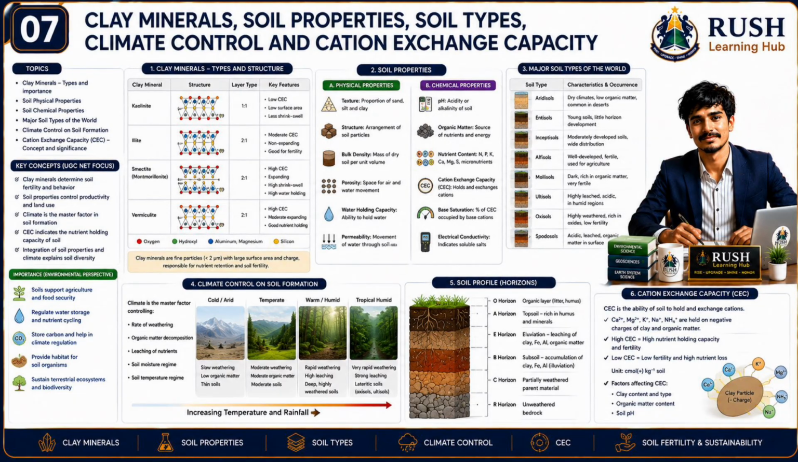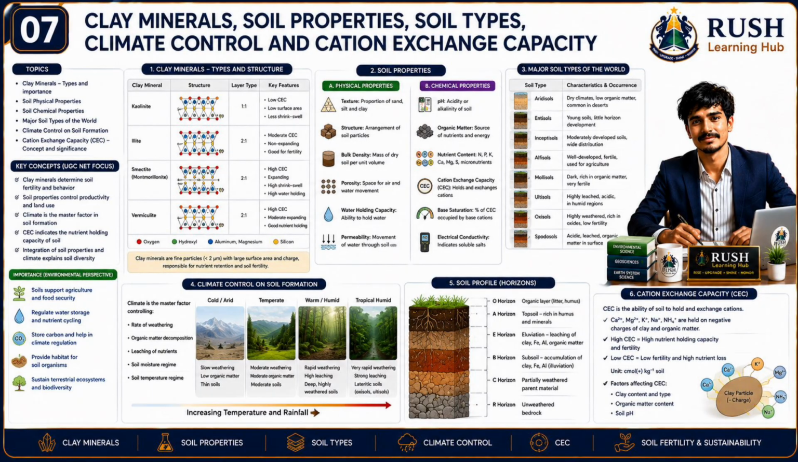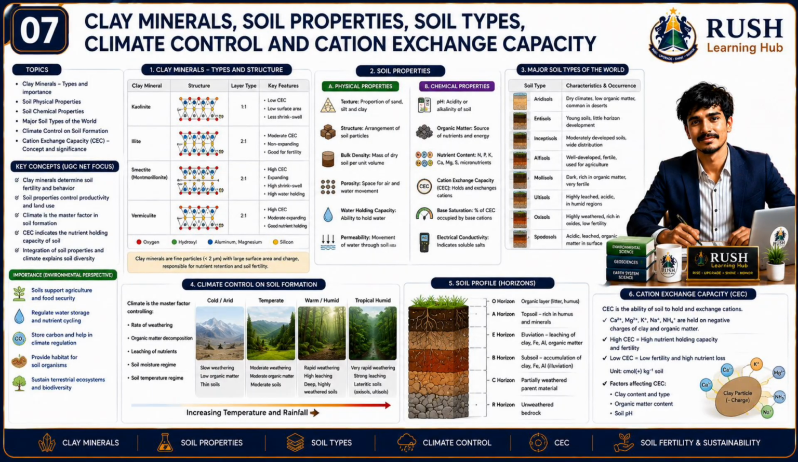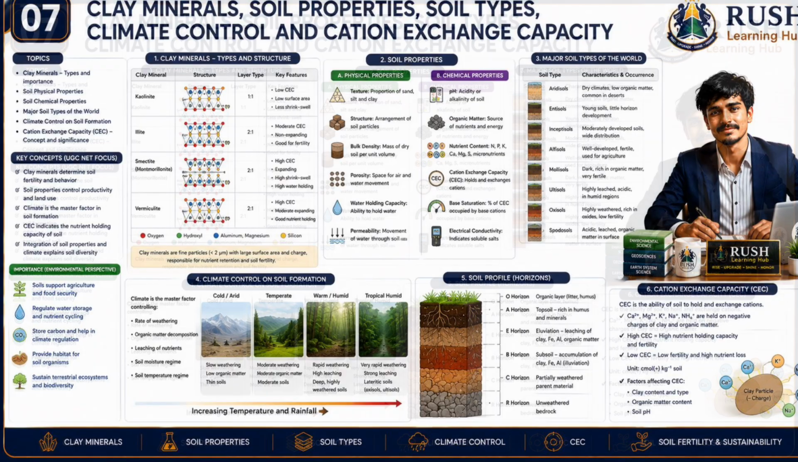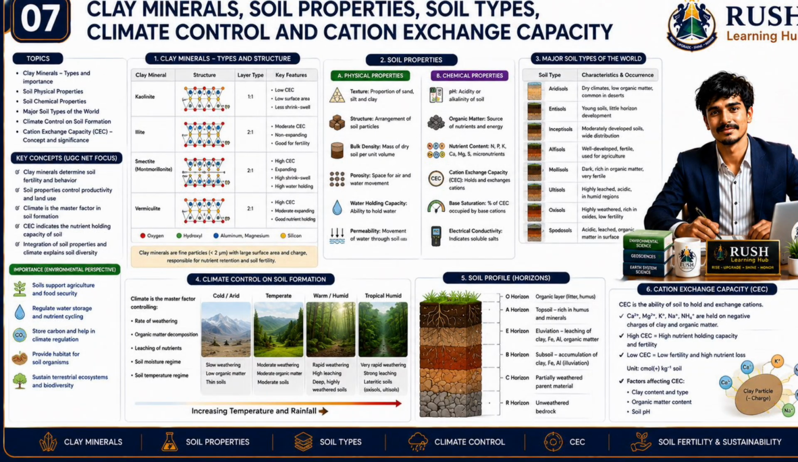Next, we come to one of the most important topics in soil science, namely cation exchange capacity or CEC. Cation exchange capacity is defined as the ability of soil to absorb and exchange positively charged ions, known as cations. These cations include calcium, magnesium, potassium, sodium, ammonium, and hydrogen ions.